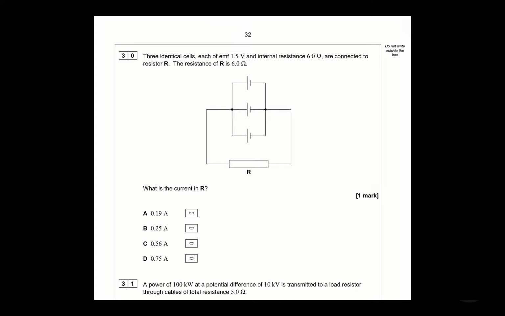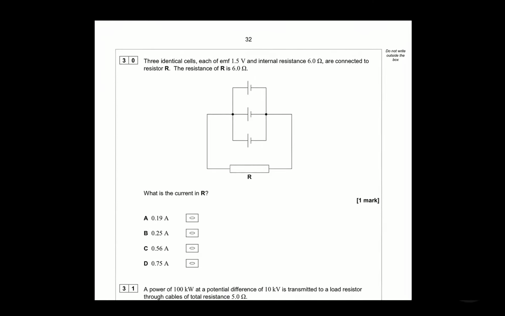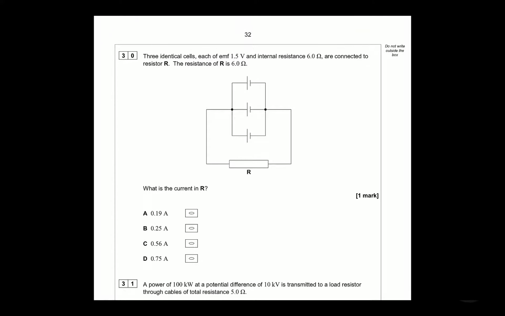Alright. 30. 3 identical cells, each of EMF 1.5 volts and internal resistances of 6 ohms are connected to the resistor. The resistance is 6 ohms. What is the current in R? So, this has to do with internal resistance. So, I mean, our EMF is 1.5, okay?